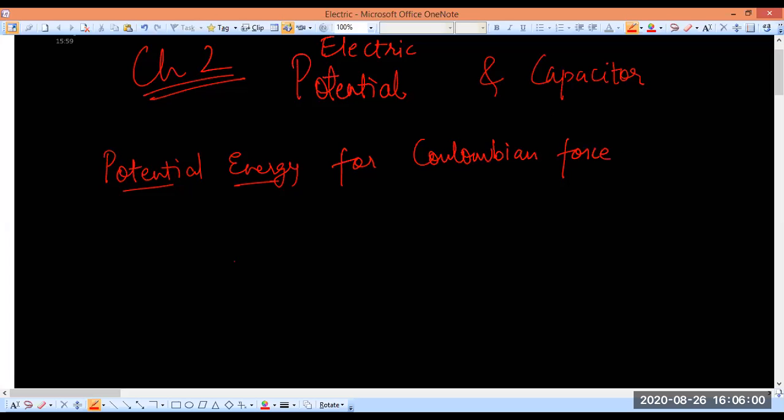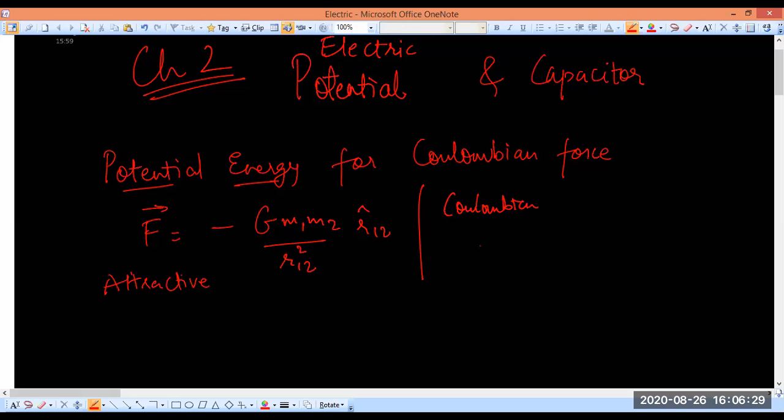Now see, let me tell you beforehand, before we go to anything, right? Force of gravitation was an attractive force, and in vector form, it was equal to minus G m1 m2 by r12 square r12 hat. If you compare that with Coulombian force, means electrostatic force, Coulomb's law, it is F vector equal to k q1 q2 upon r12 square r12 hat. So a basic difference between these two forces is that gravitational force is always attractive, but Coulombian force may be repulsive or may be attractive, right?